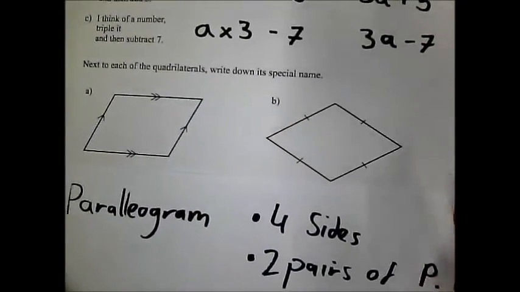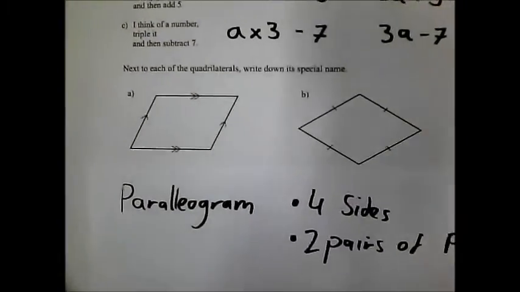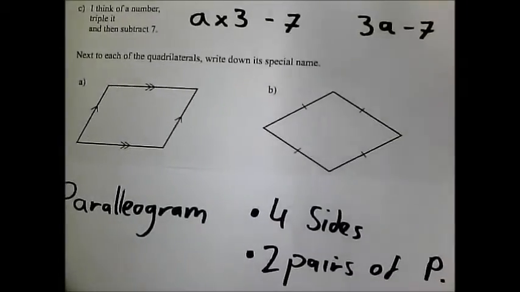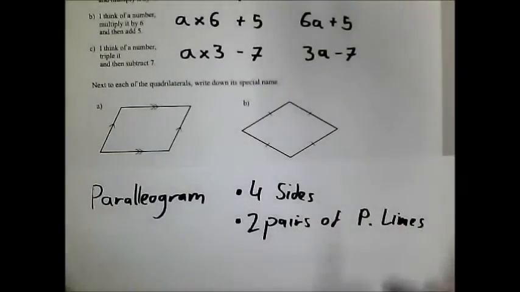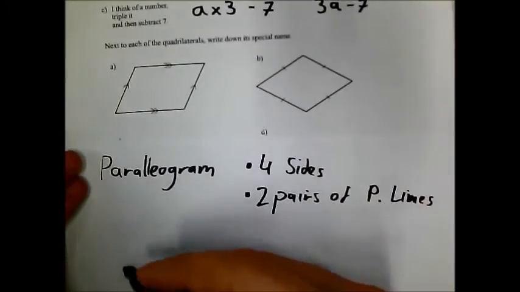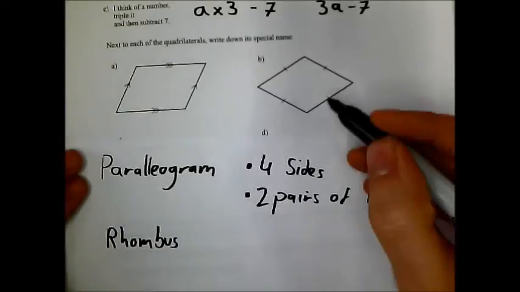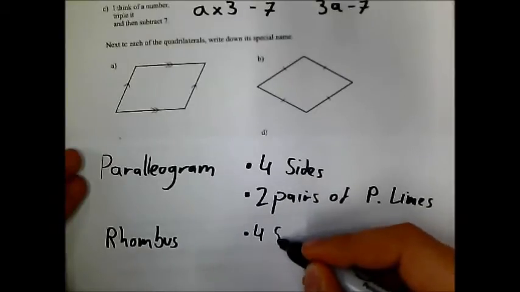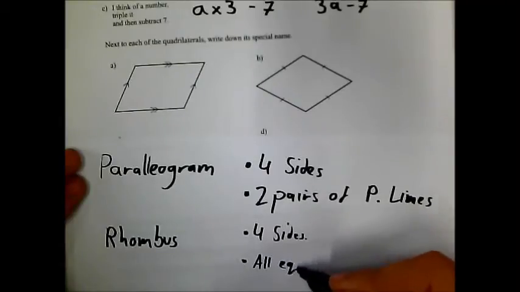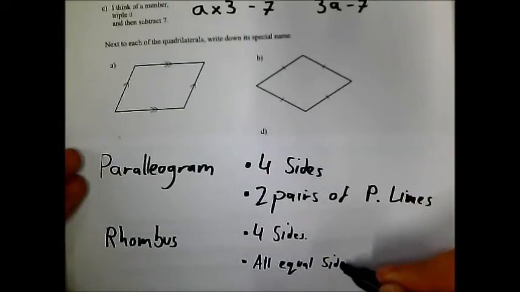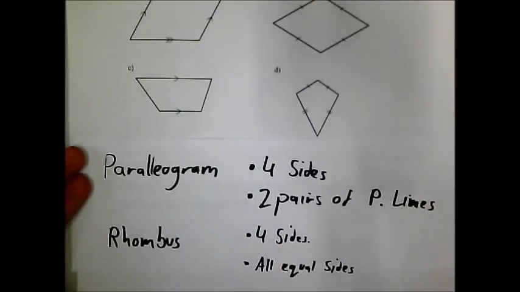Okay. Now, the next one. Now these little lines on the side here mean they're the same length. So, just adjusting my camera a little bit. So this one is a rhombus. Okay, and it's a rhombus because it has 4 sides. It has all equal sides. Okay, and that's why that's a rhombus.